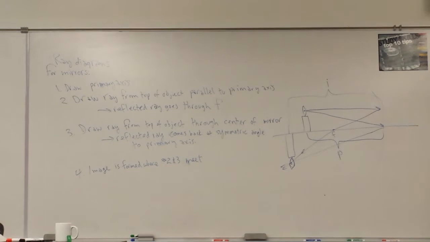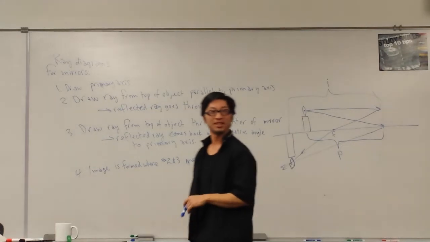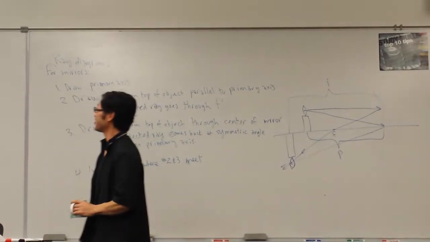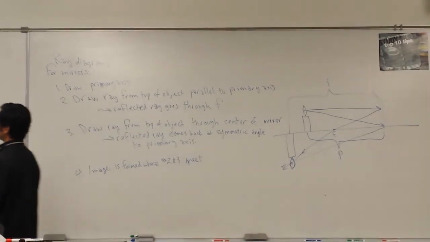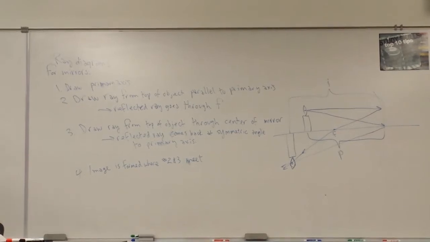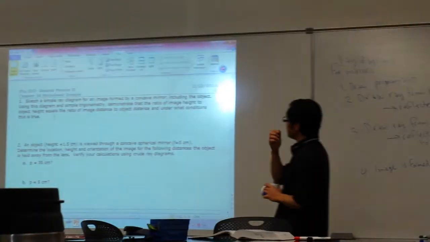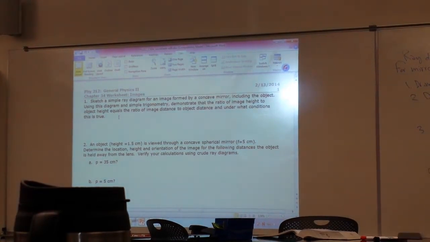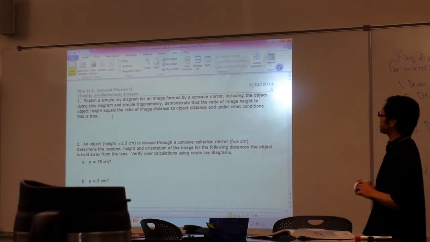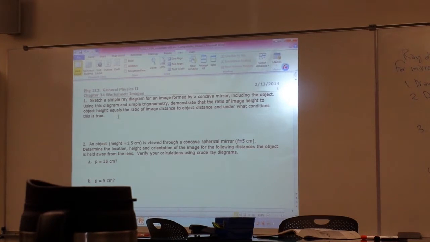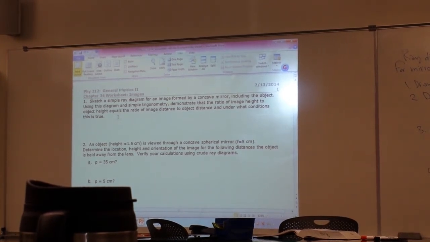Let's go to this worksheet. Now, I assume that Tony sort of goes through these in class somewhat, a little bit. Sometimes, not always. We're going to go through not all of it, certainly. We don't have that kind of time in one hour, but we'll go through this little by little. So it says here, number 1, sketch a ray diagram for an image formed by a concave mirror, including the object. So here that is. Okay, and it says, using this diagram and simple trigonometry, demonstrate that the ratio of the image height to object height equals the ratio of image distance to object distance. And under what conditions is this true?